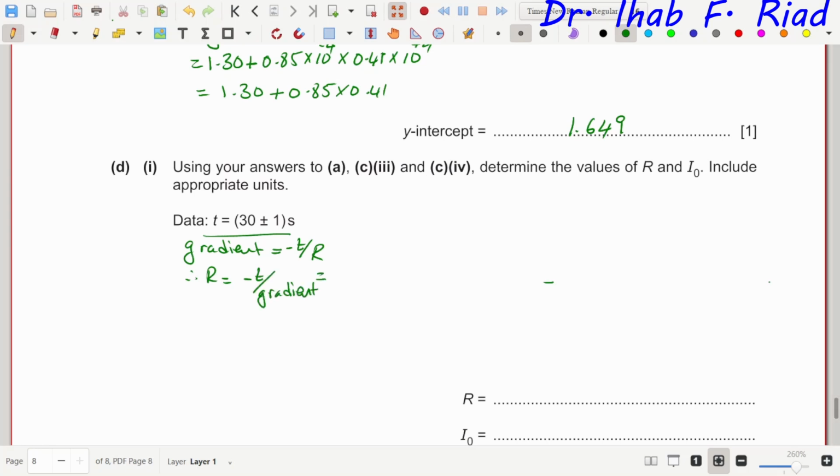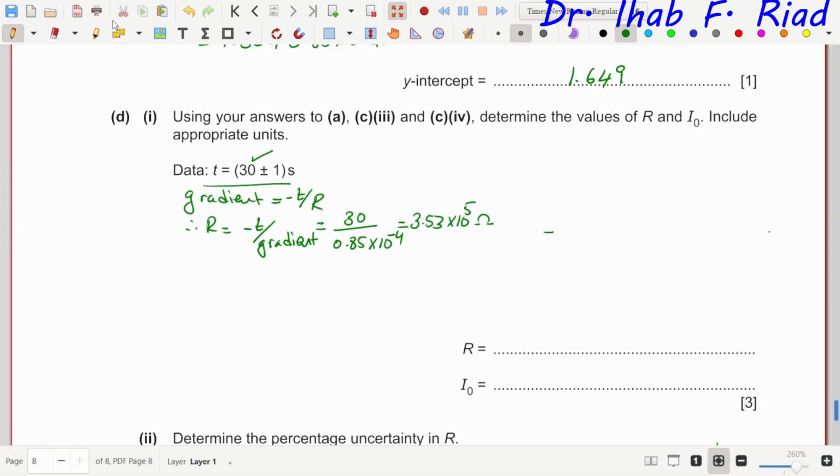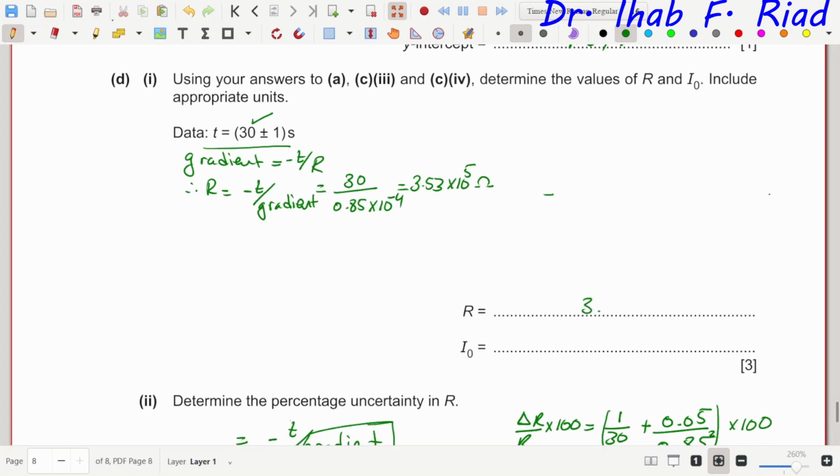We substitute that. We are given T is 30. We divide by 0.85 times 10 to the power minus 4. Okay, we do the math and we get 3.53 times 10 to the power 5 ohms.